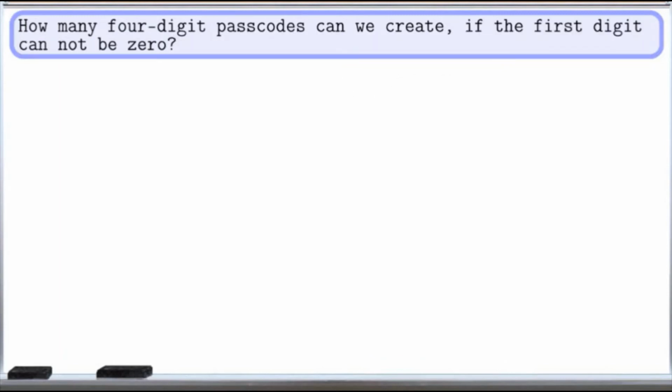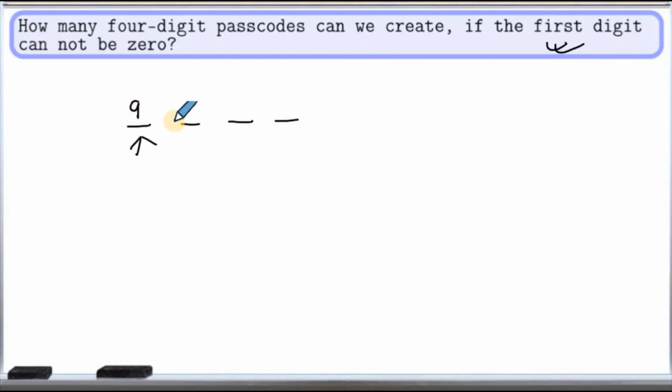How many 4-digit passcodes can we create if the first digit cannot be 0? So here we are supposed to find 4-digit passcodes, but the first digit cannot be 0. So for the first place, we can have 9 of them since we can have digits only from 1 through 9. So I'll just put 9 over here.